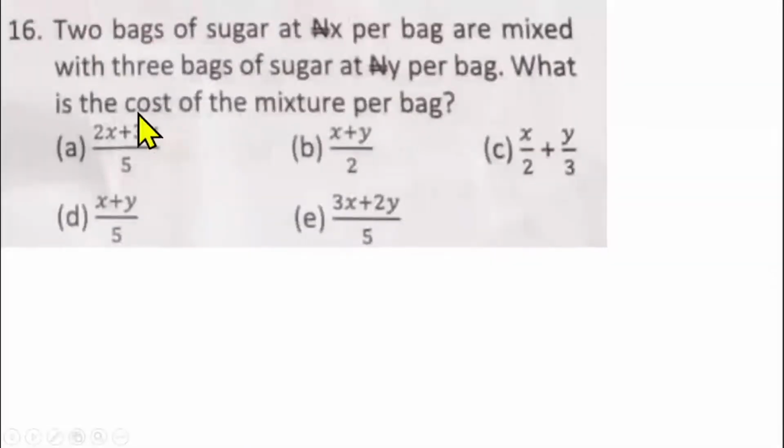Question number 16 is from the word problem as well. We are told that 2 bags of sugar at x per bag are mixed with 3 bags of sugar at y per bag.